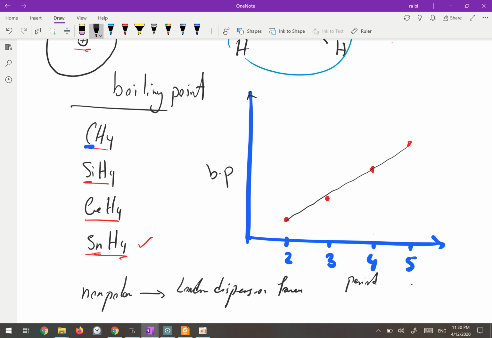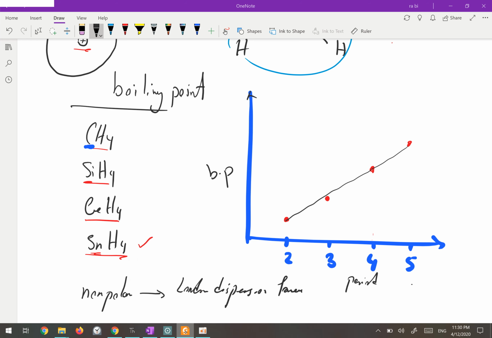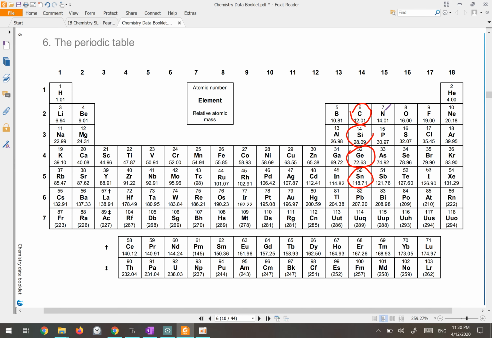So let's talk about the next group in the periodic table. I go here. The next group in the periodic table is group 15. So we have NH3, PH3, AsH3, SbH3. So I write them here one more time.